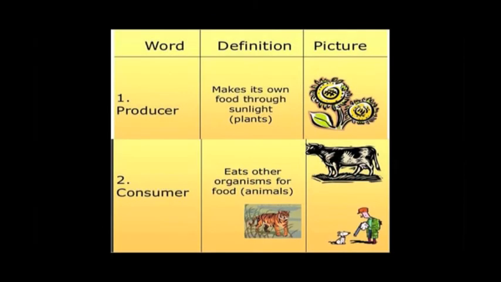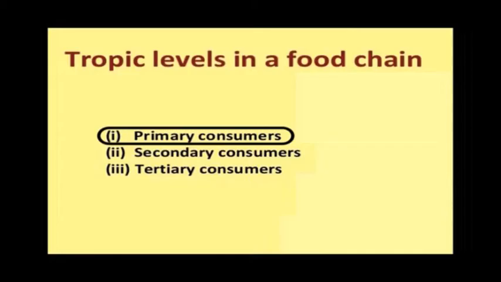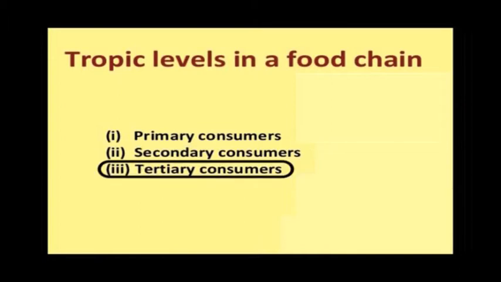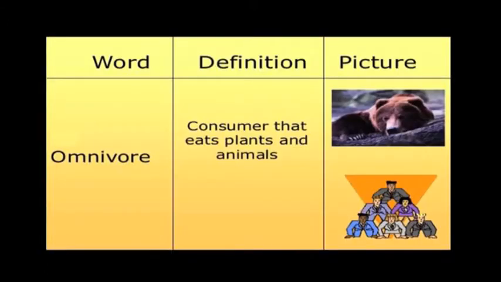That is why plants are called producers and animals are consumers. Animals eating plants are herbivorous or primary consumers. Animals eating herbivorous are carnivorous or secondary consumers. Carnivorous eating other carnivorous are tertiary consumers. Omnivorous eat both animals and plants.